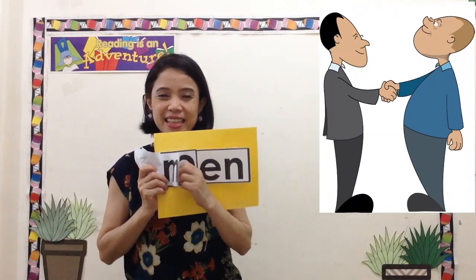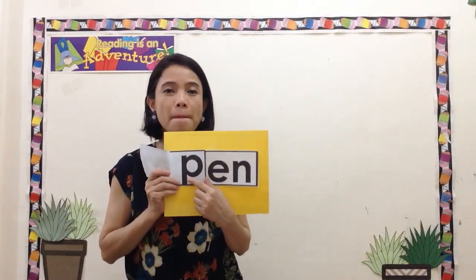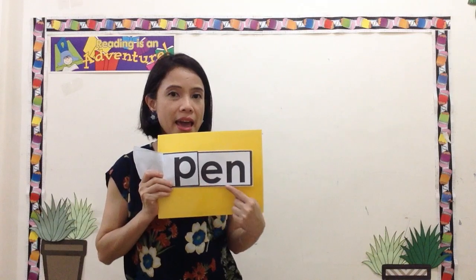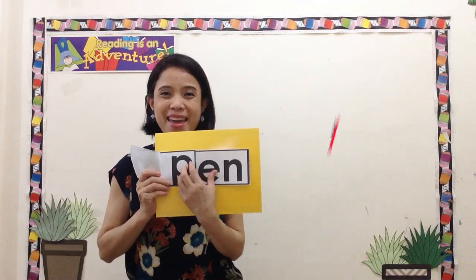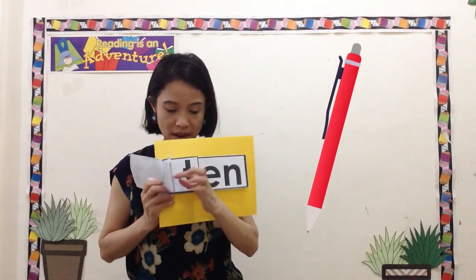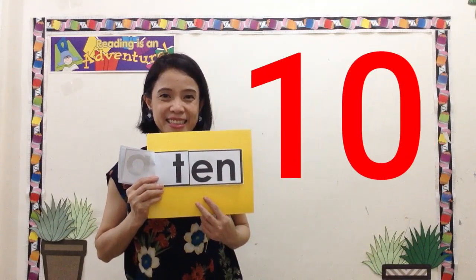Men. And the next one is P, en. What is the word? Pen. And the next one. And the last. T, en. Read the word. Ten.